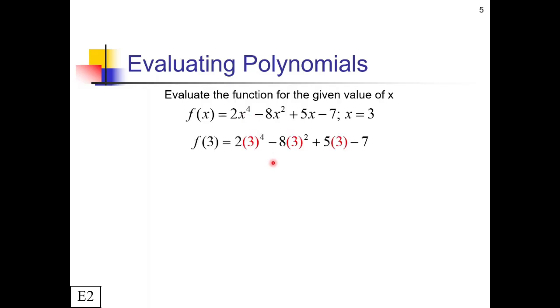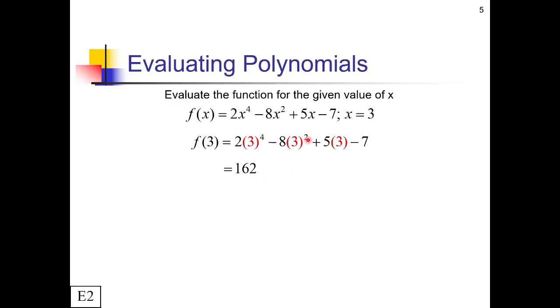Now, we could probably do this without a calculator. In fact, let's do that first and then we'll check our answer with a calculator. So PEMDAS, exponents happen before multiplying, which then happens before adding and subtracting. 3 to the fourth is 81. 2 times that is going to be 162.